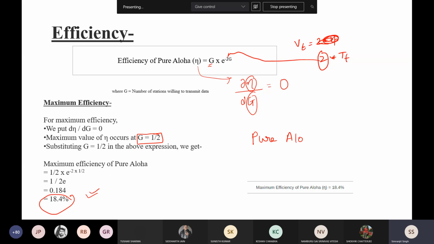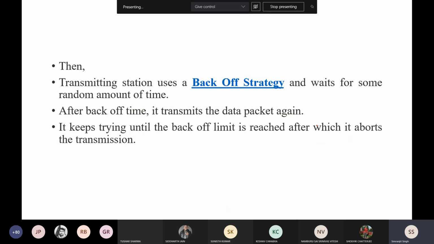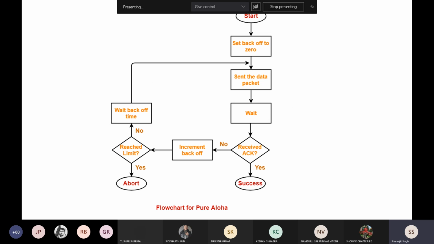So there are two techniques, one is pure Aloha, another is slotted Aloha. Pure Aloha efficiency is 18.4%. Now if you look at this particular thing, that is the back off strategy, I've taken this diagram from a book. This is from Forouzan, you can look at it. It shows how exactly this back off strategy is decided.